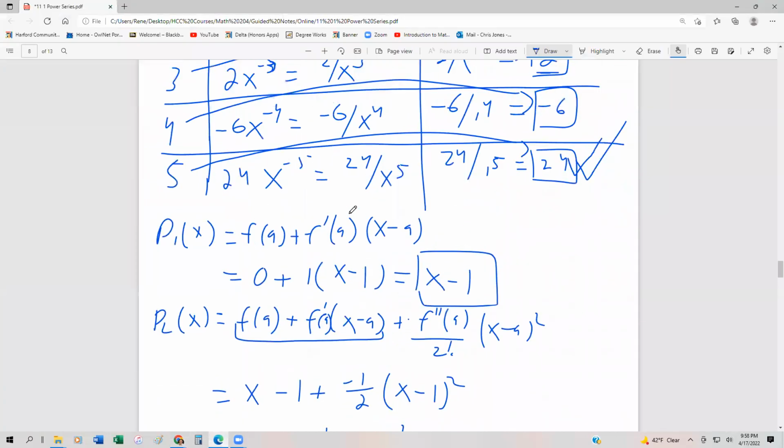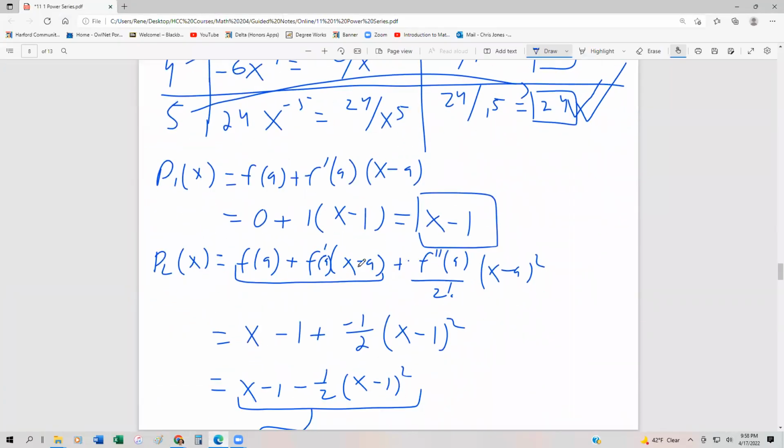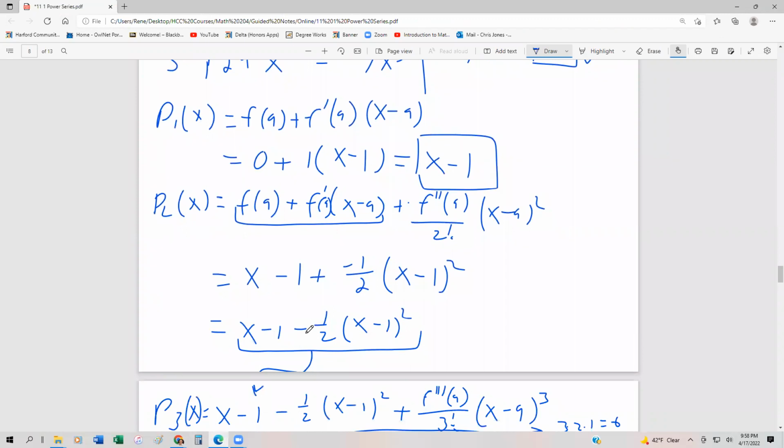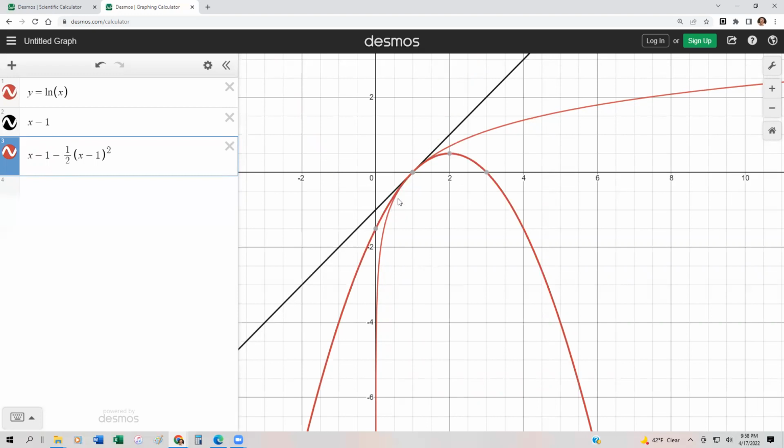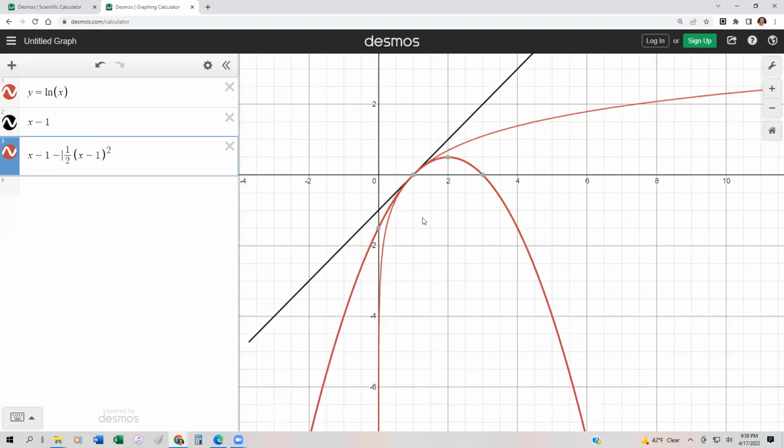And again, all I'm doing is I'm just substituting these values back in. That should be a minus 1/2, excuse me. So when I go back, this should be a minus 1/2. Okay, so that looks about the same as the linear. In fact, it's actually a little bit better. Okay, for the natural log function. Okay, still not all that great.